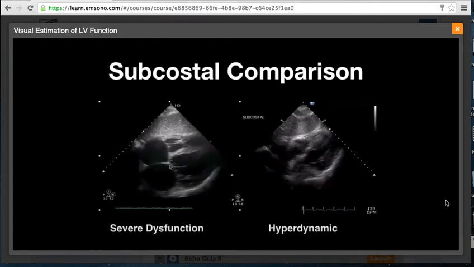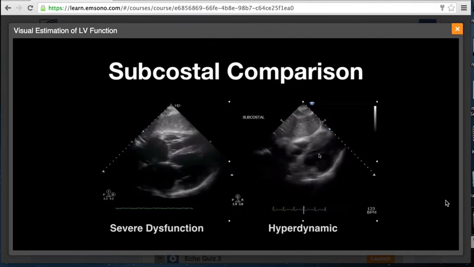So here's a spectrum of severe dysfunction, very little change in the endocardial borders from systole to diastole. This was a patient with an EF of about 10%, to here's a patient with a very hyperdynamic LV, and you have basically the complete opposition of the walls during end systole, or the kissing ventricles. This is a patient with severe hyperdynamic LV function.